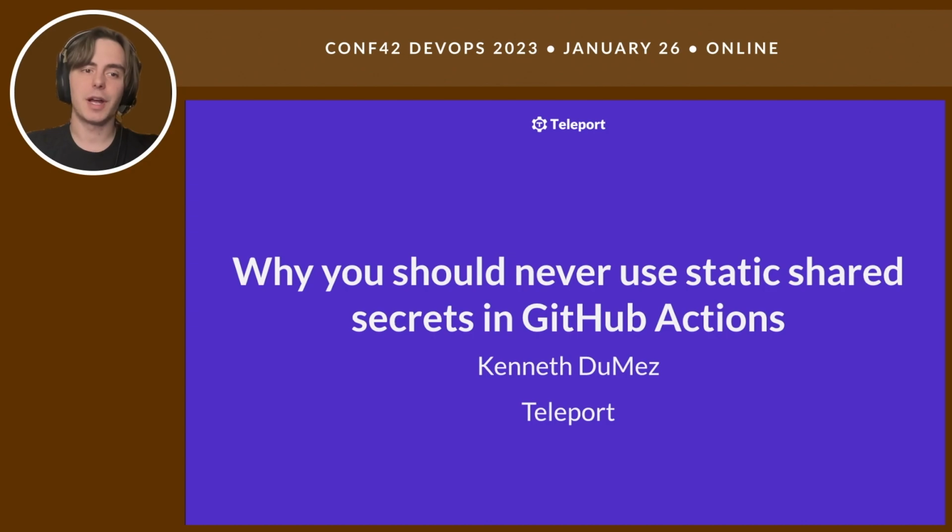So today, I hope I can teach you a couple things about securing your automated workflows, how the landscape looks right now, and why it's probably a bad idea to use long-lived static credentials in your various CI/CD flows. But today, we're going to focus especially on GitHub Actions, hence the name of the talk, why you should never use static shared secrets in GitHub Actions.